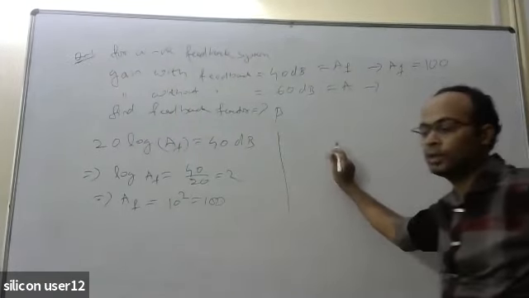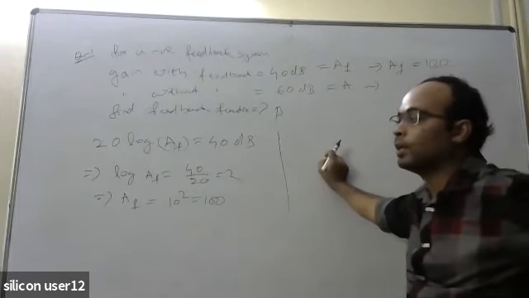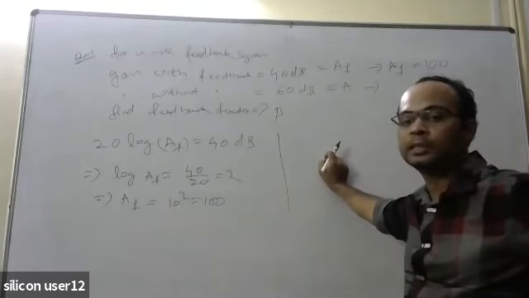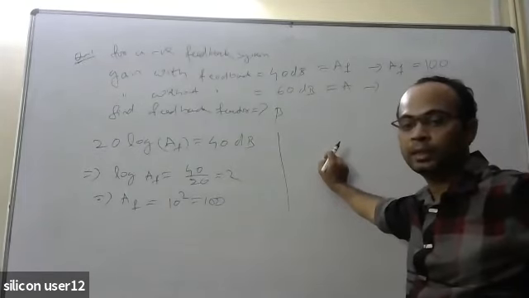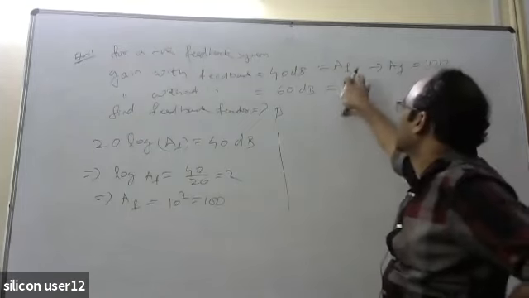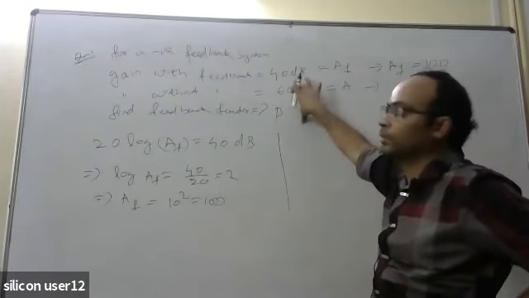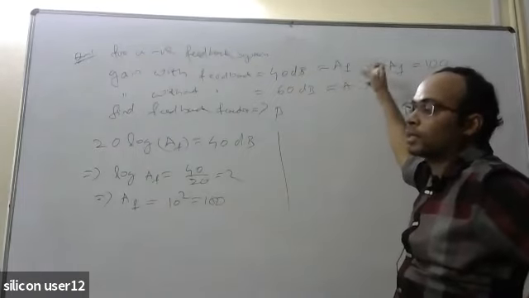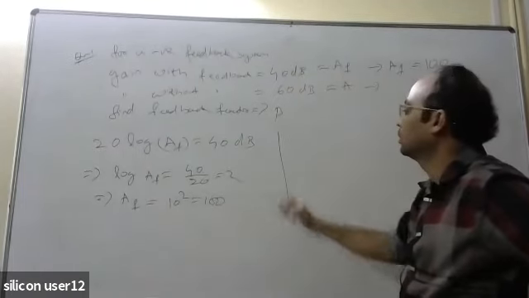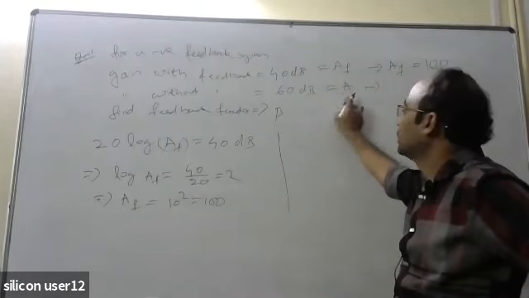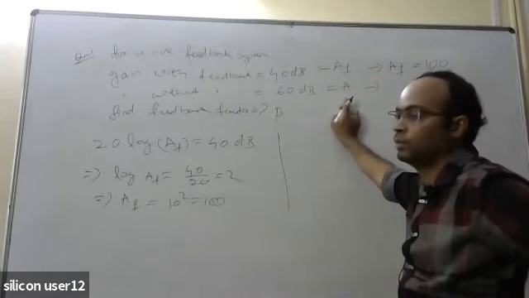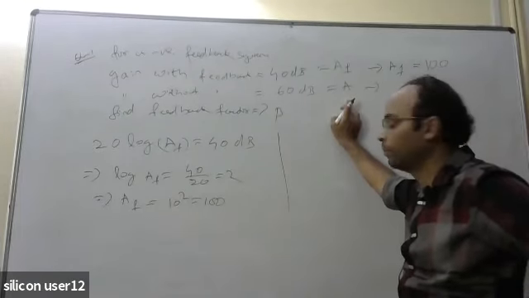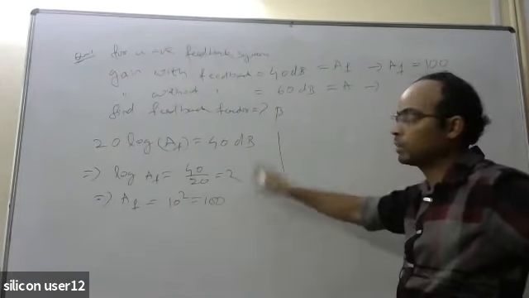It is just a unit conversion. Suppose I tell you you have 1 kilo of sugar, but how much in gram? That is equal to 1000 gram. So similarly it is expressed that AF in dB is 40 dB, and its direct value you can calculate in this way. So what is the magnitude of A? Just similarly calculate.